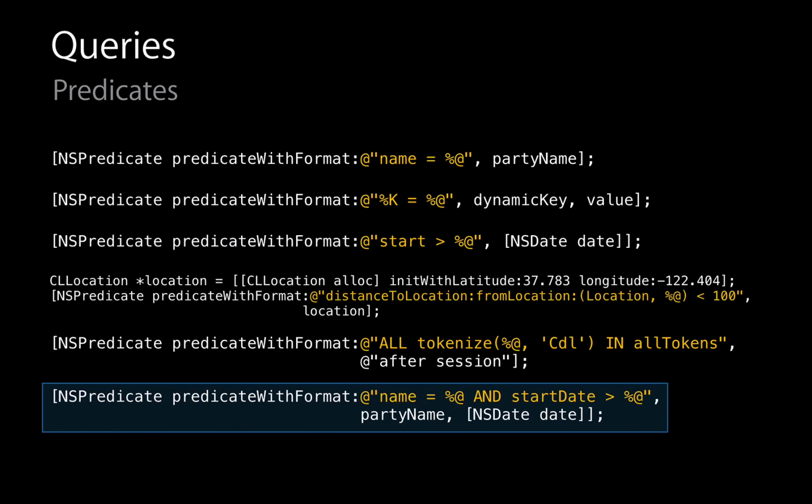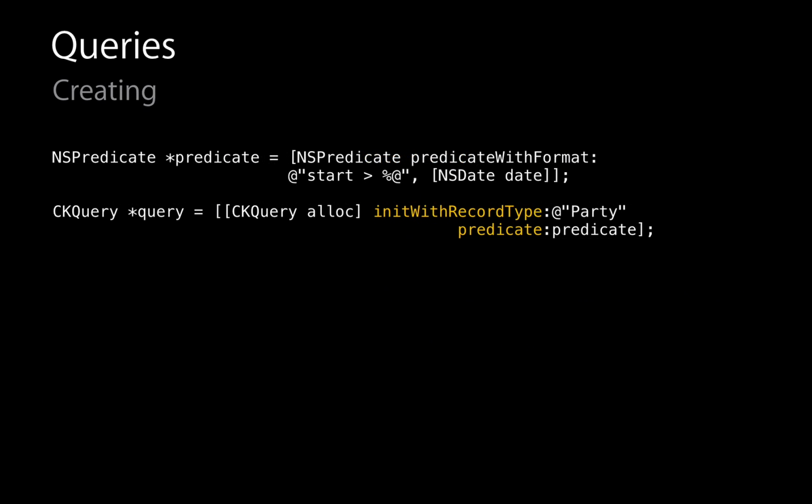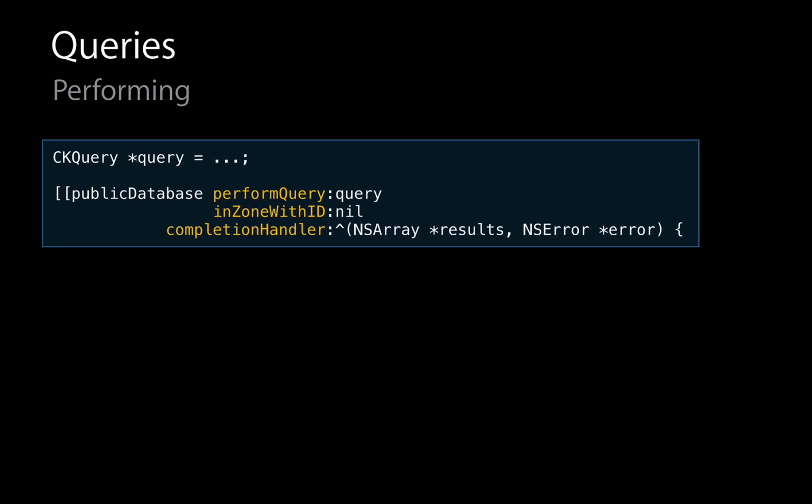Here we see a predicate that does that. Here we see the creation of a query, and as we mentioned, it's combining both a record type and a predicate. How do I perform queries after I've created them? Well, just like saving records, performing a query is going to be a database-specific operation. So I'm going to choose the database on which I want to perform a query. Even in the simple API and the convenience API, we give you the ability to restrict these queries by record zones. You see here that we're not choosing to pass in a record zone filter, so this query is going to search across the entire public database.